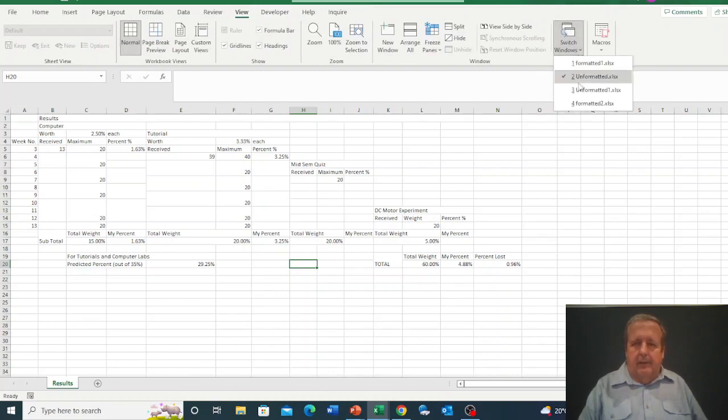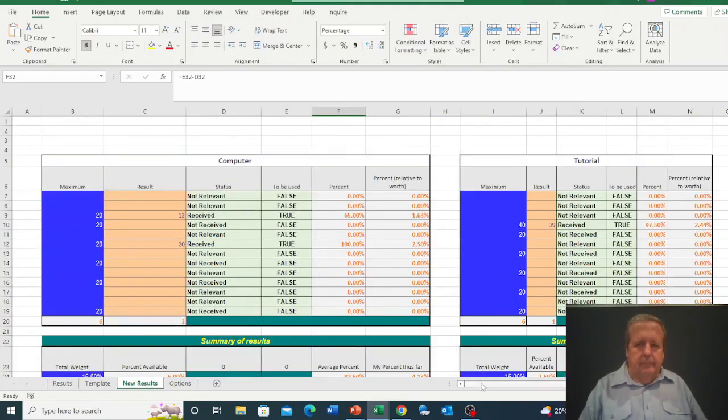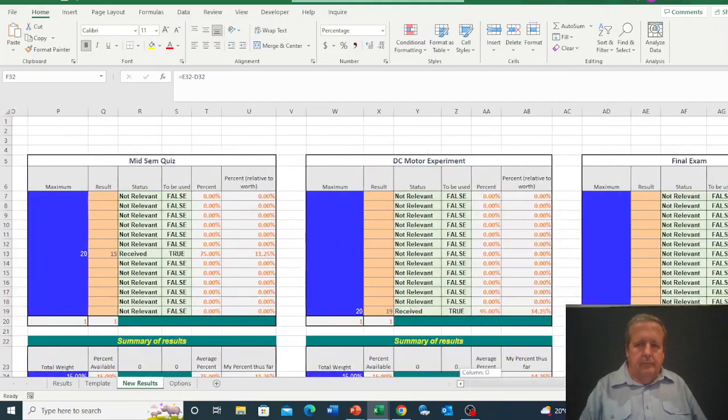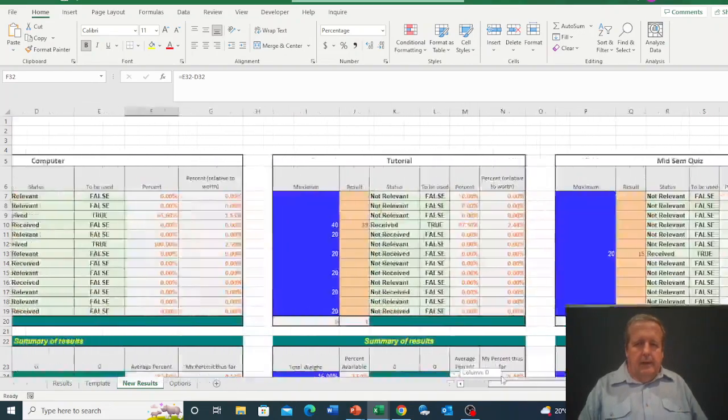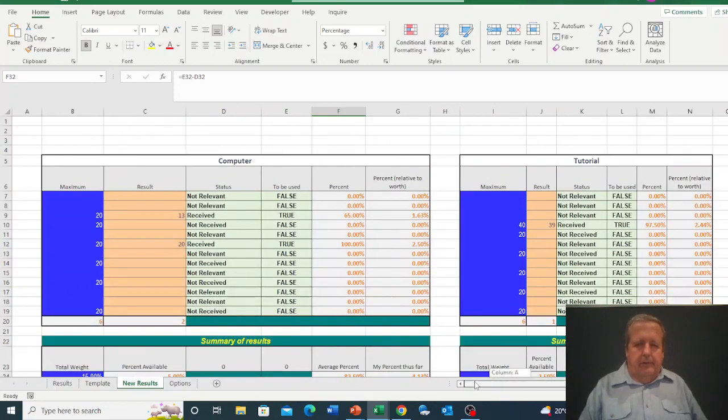But we end up with something like this. Everything is clear, logical, structured. People can work out what's going on. It has far more information than the original spreadsheet. And because of that, it is more informative and easier to follow. The equations are easier to follow.